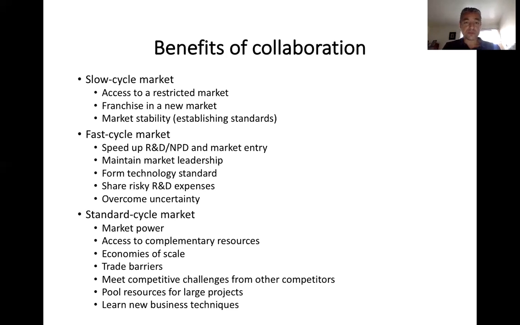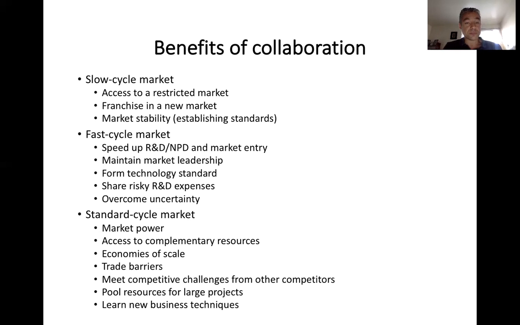The specific benefits will depend on the kind of market you're in: slow cycle, fast cycle, or standard cycle. So in a slow cycle market, the primary benefits would include access to a restricted market, or maybe market stability through establishing standards. Right? We talked previously about technological standards and dominant designs, so this is where it comes into play.